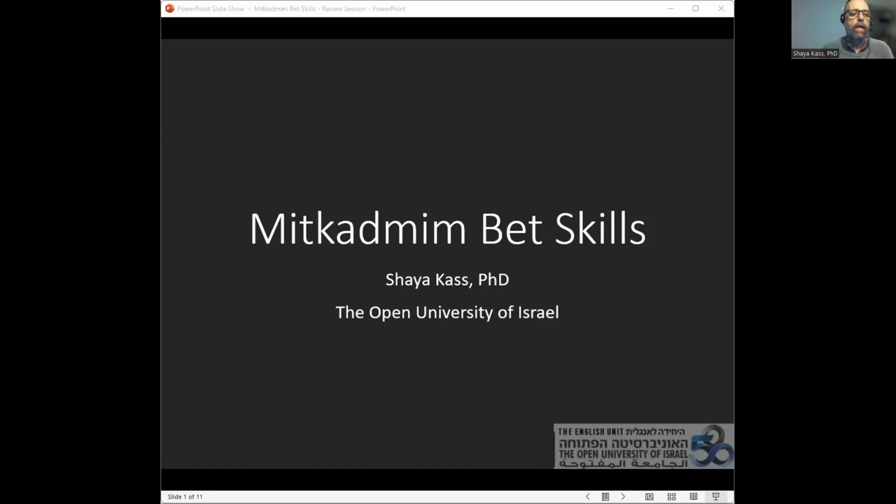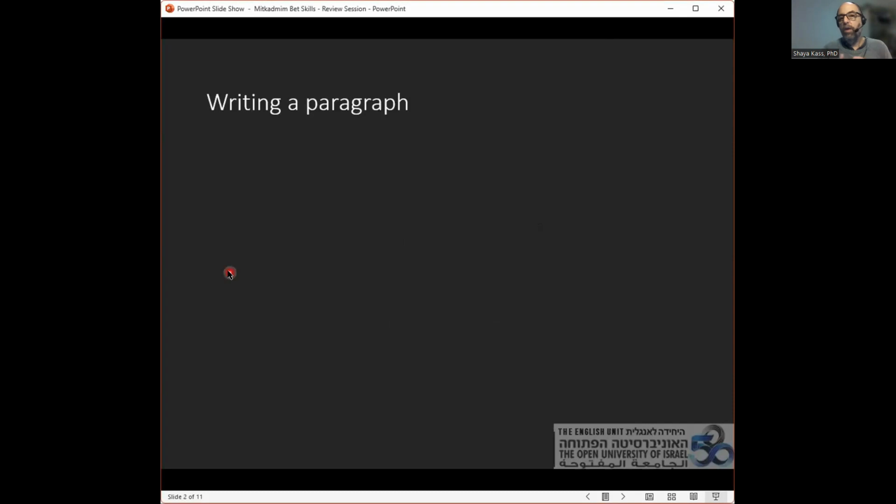So the skills that we learned in Mitkadmim bed. One of the most important things we do in Mitkadmim bed is teach you how to write a paragraph. We don't do a lot of reading skills because you already know how to read English when you get to Mitkadmim bed. We worked a little bit about how to take notes while you're reading, but really we focus on writing a good paragraph.